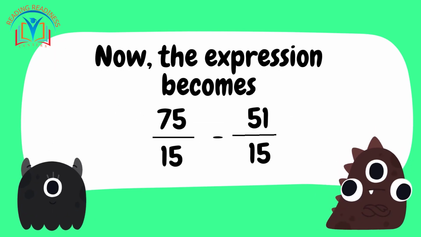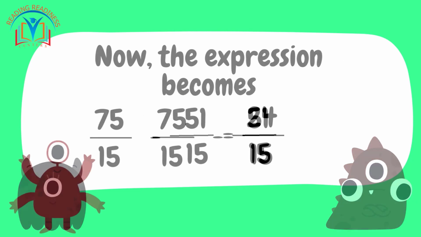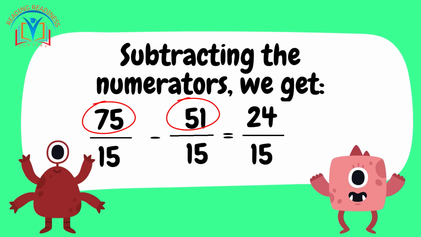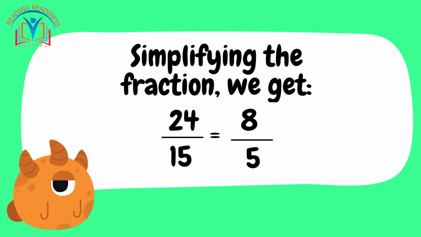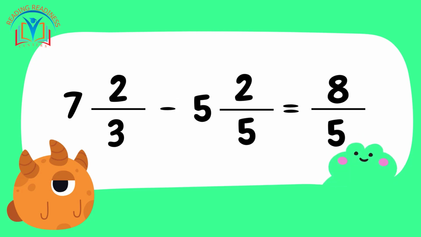Now, the expression becomes 75/15 minus 51/15. Subtracting the numerators, we get 24/15. Simplifying the fraction, we get 8/5. Therefore, 7 2/3 minus 5 2/5 equals 8/5.